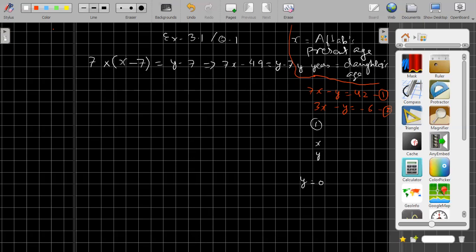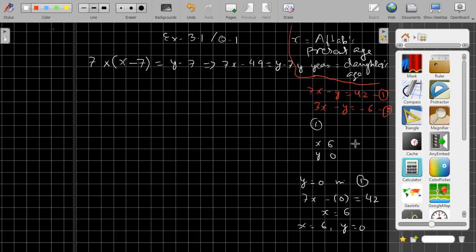in equation number 1, 7x minus 0 is equal to 42, correct? 7x is equal to 42, x is equal to 6, since 7 sixes are 42. So we are getting x is equal to 6 and y is equal to 0. So the first pair of values is 6 and 0. This is for line number 1.